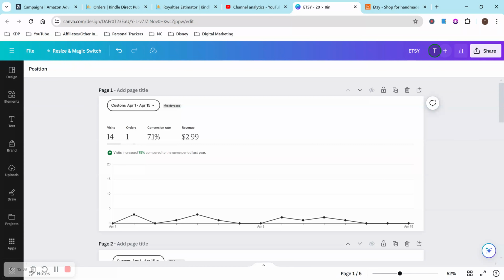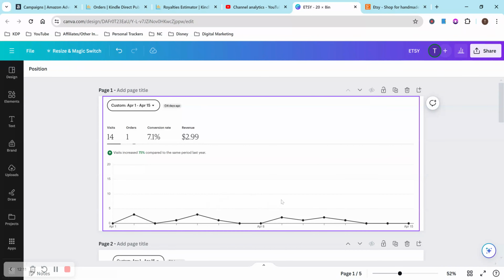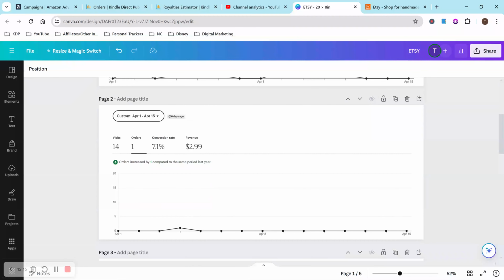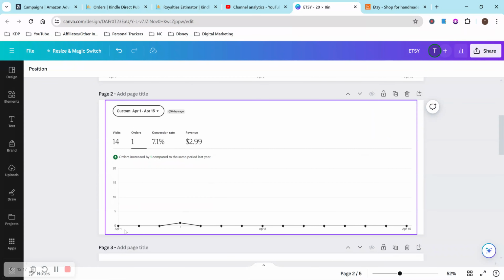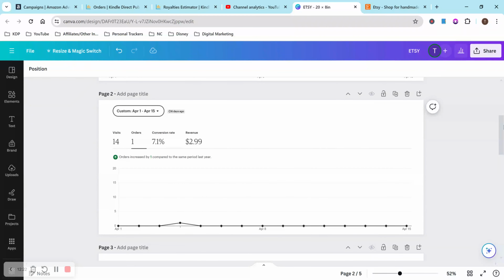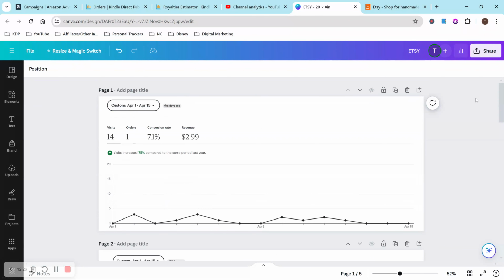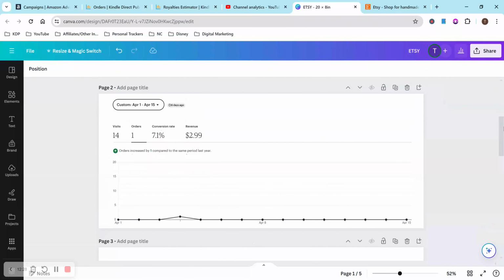But anyways, 14 visits, which I'm happy about. I mean, I'm happy if I make anything off of Etsy, really. One order on April 1st, 2nd, 3rd, 4th. So it's like April 4th. Pretty happy about that. And I love how it says my visits increased 75% compared to the same period last year. I think that's cool, and I don't remember seeing that before.